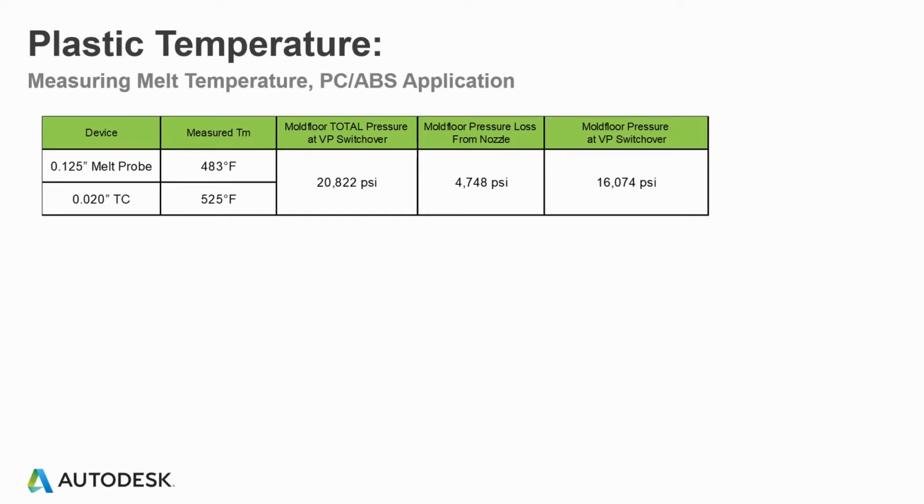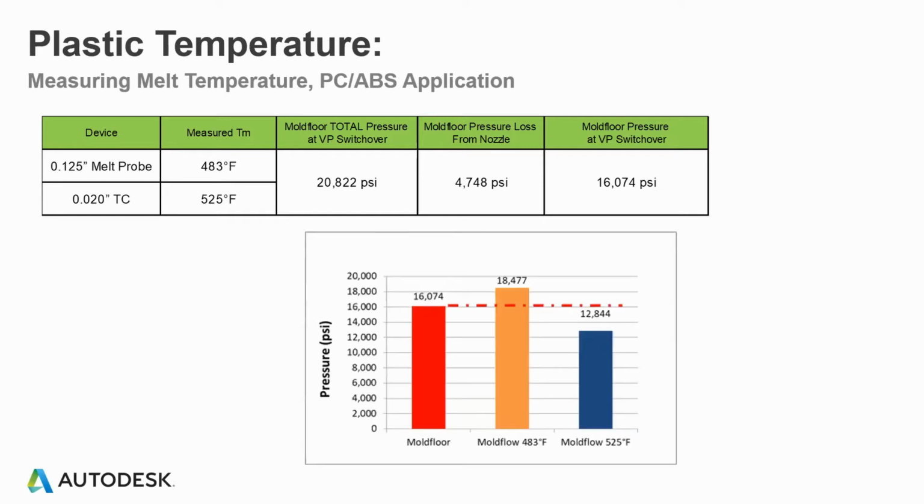Then I took the temperature of the same melt out of the machine with an 020 thermocouple, and I got 525. So what do we have there? Nearly 40 degrees difference. Now, if I was to feed that information to the analyst, in this case, we've got the Moldfloor, that is the pressure at transfer with the nozzle pressure losses removed. So we compare that to a Moldflow that was run at 483 F, predicting a couple thousand above, versus a Moldflow run at 525 F, in this case, 3,000 plus PSI less.